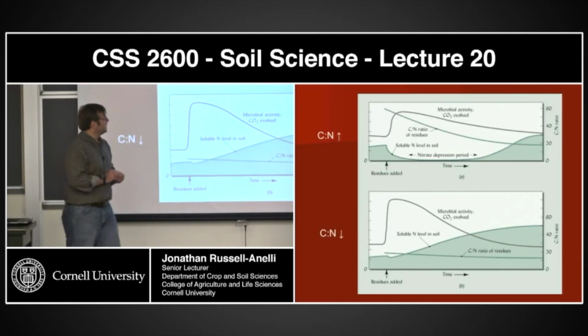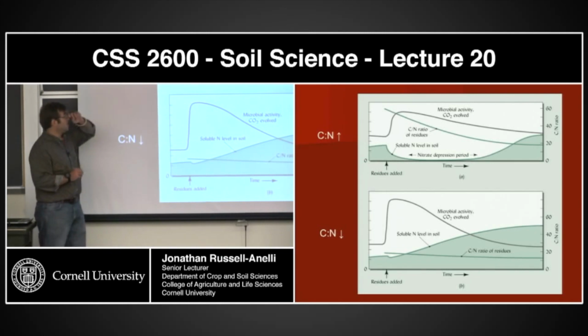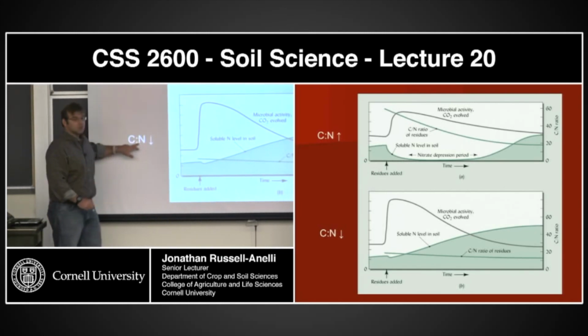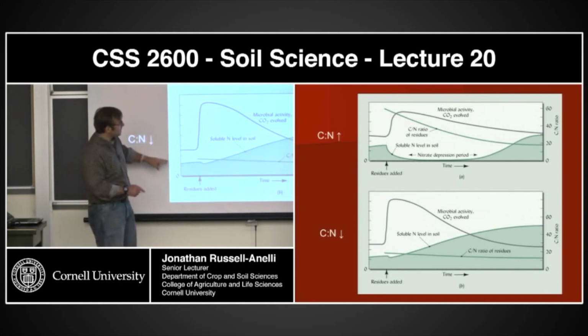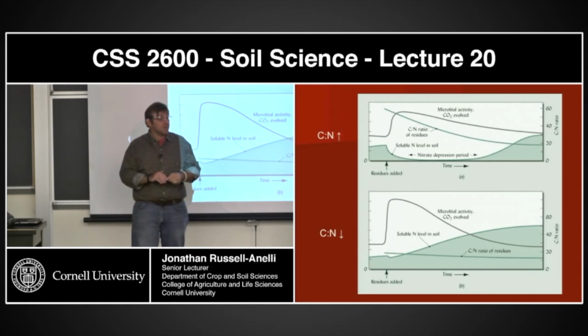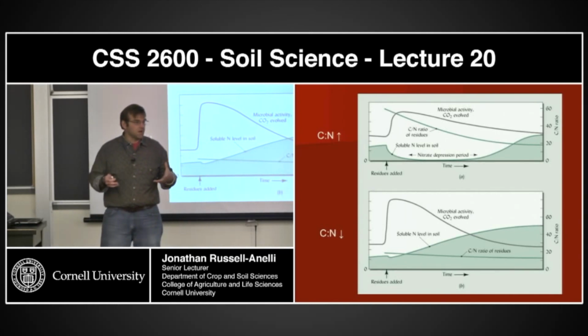So I put this slide in here just as a summary slide, and basically you have two different materials here. Up here is a high CN ratio, down here is a low CN ratio. And you've seen these graphs before. This is when I showed the CO2 evolution and decomposition. Okay, so this black line here, up here and here, is basically the CO2 evolution. Okay, basically it represents the activity of the microbial community.